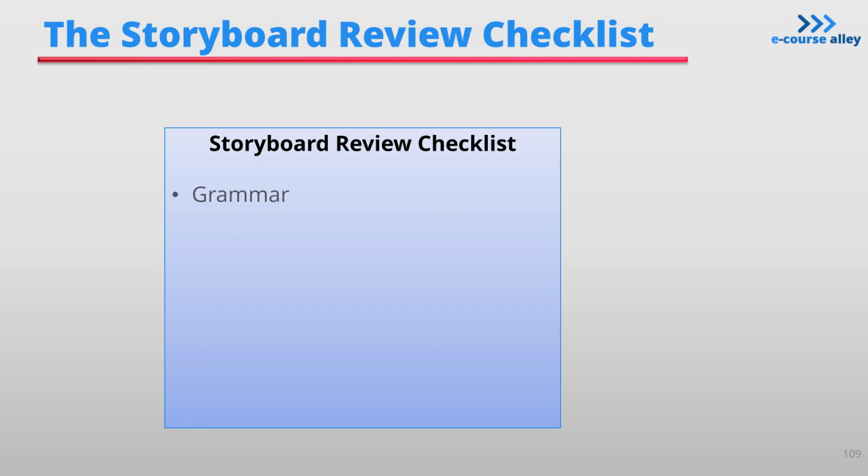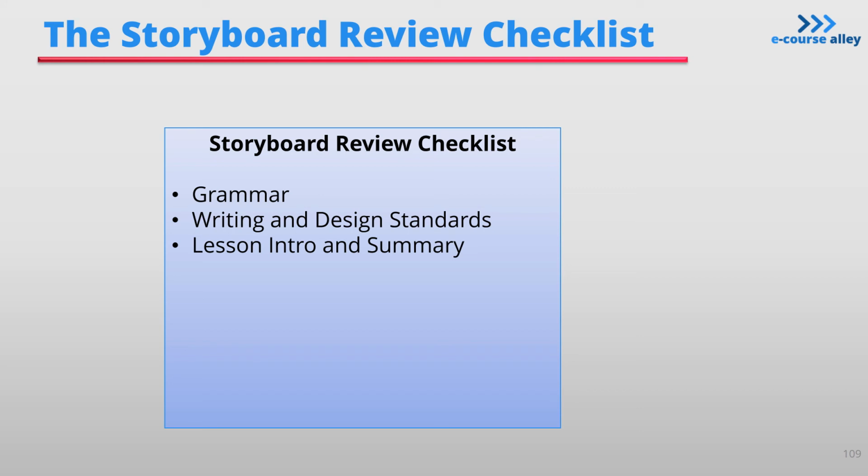Number 1, grammar. Focus on sentence structure, capitalization, punctuation, etc. Number 2, writing and design standards. So make sure you are following the standards you developed for your course. So recall we talked about this earlier in your course, about creating writing and design standards. Number 3, lesson intro and summary. Include these as well as learning objectives for each lesson. So make sure you include these lesson introductions and summaries in your courses.